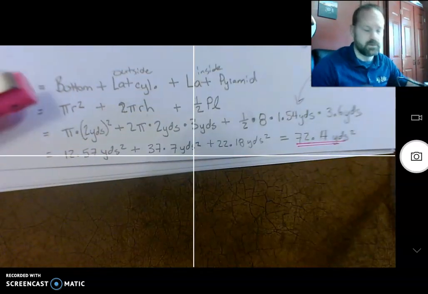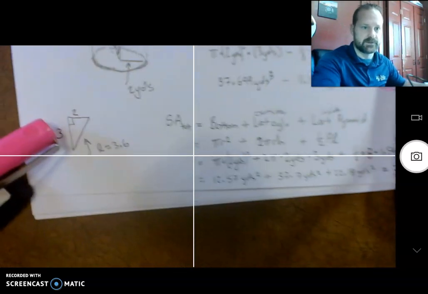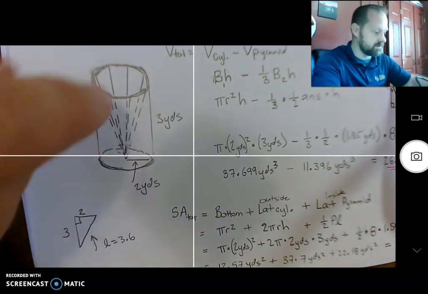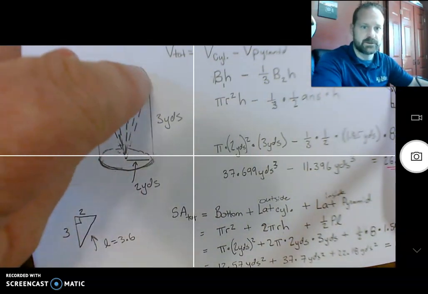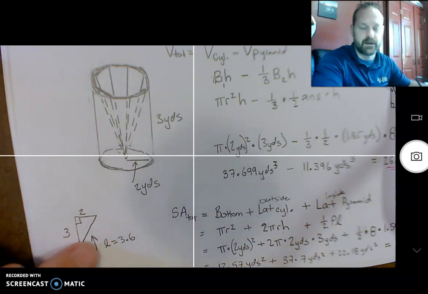So let me show. There's a lateral. So 2 yards out here is the radius, and then the height. The slant height is going to form a right triangle here. Then I'm going to use the Pythagorean theorem, 3 squared plus 2 squared. Take the square root, approximately 3.6.